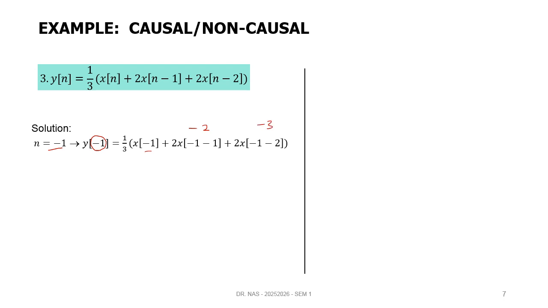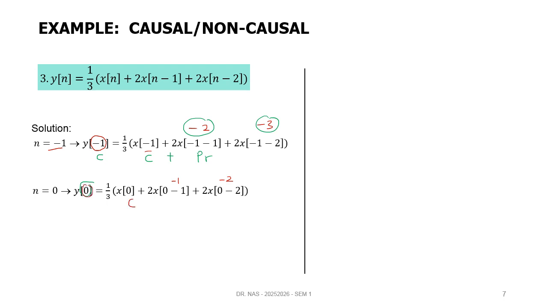Okay, so let's look at the states. Here you have the current state, then you have the previous states: -2 is a previous state, and -3 also a previous state. Look at the second n value, when n equal to 0. This is the current state, 0. Here is -1, here is -2. So this is the current state, and here you have a previous state, and here also a previous state.